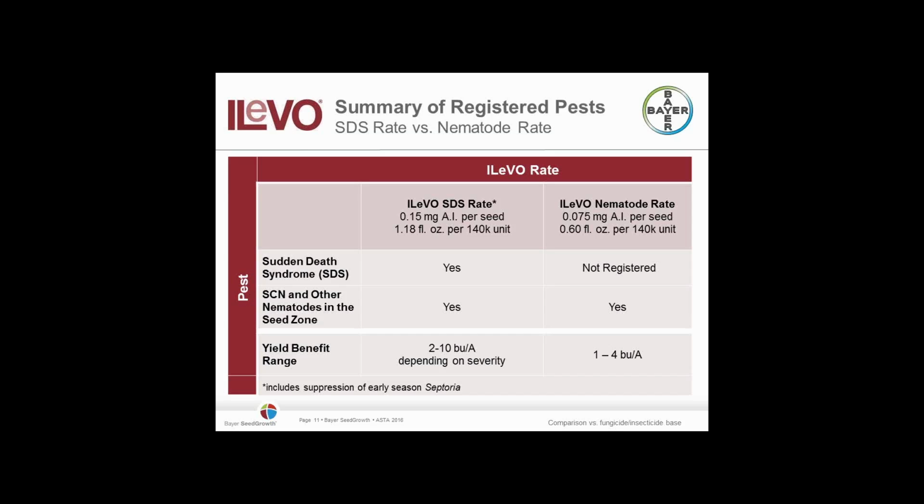With that, we expect based on our trials a yield benefit somewhere in the neighborhood of 1 to 4 bushels per acre. That's going to depend on the amount of pressure and other environmental conditions that exacerbate yield loss. When using the SDS rate, which would essentially be double the nematode rate, you're not only going to get protection against nematodes, but you're now going to pick up protection against sudden death syndrome. That's when we start to see yield benefits of anywhere between 2 and 10 bushels to the acre when this Olivo SDS rate is being used.